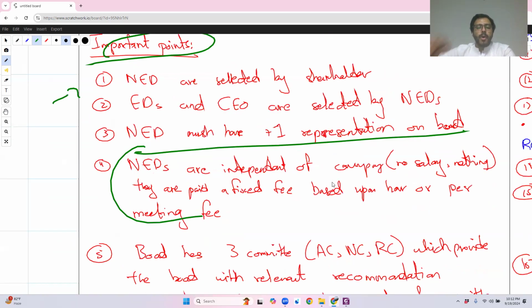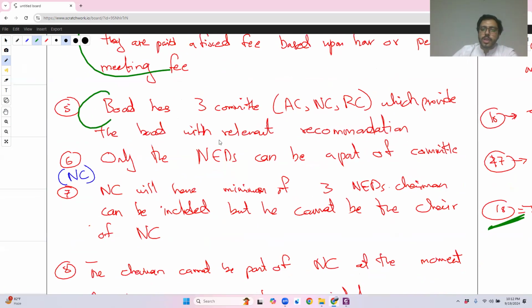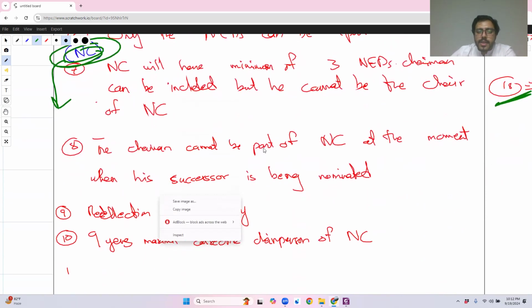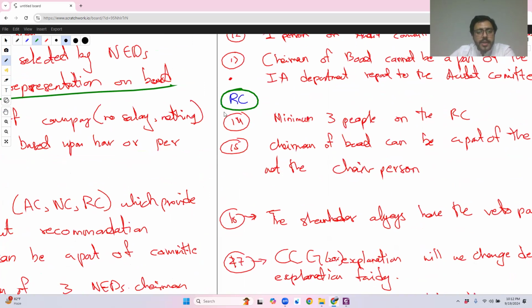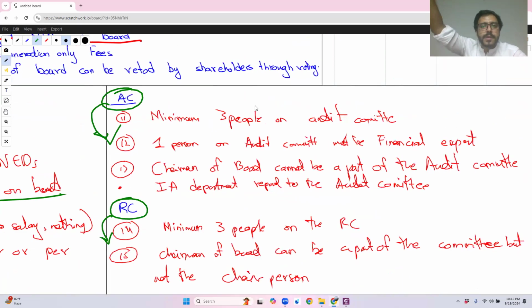I said that the board has 3 committees. I have said it here. What are the important things that you need to know about the committees? The nomination committee points are stated from here onwards within these notes. Then comes the remuneration committee. The RC heading is written, and then the remuneration committee points are written here. Then the audit committee points are written here. I said that one person must be financially expert. It is written here. Every single thing is written here, so you don't need to worry about it. I want you to learn it, please. Okay.